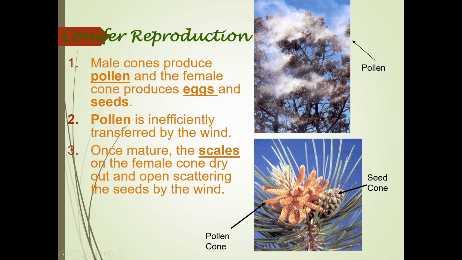Now for reproduction. Male conifers produce pollen while female conifers produce the eggs and the seeds. Pollen is transferred by the wind. The scales of the female cone scatter the seeds in the wind, when they are mature.